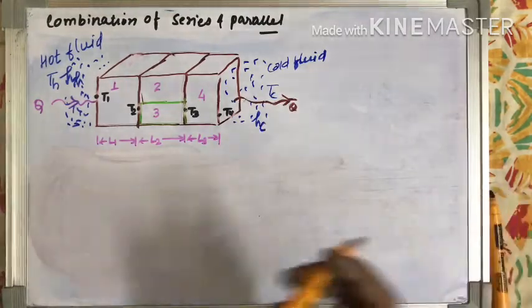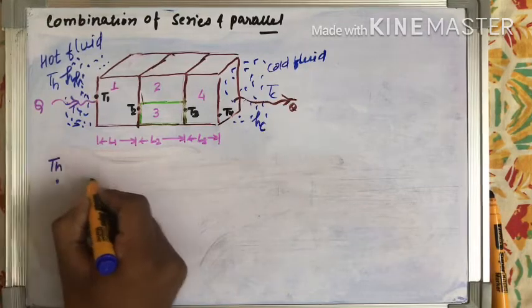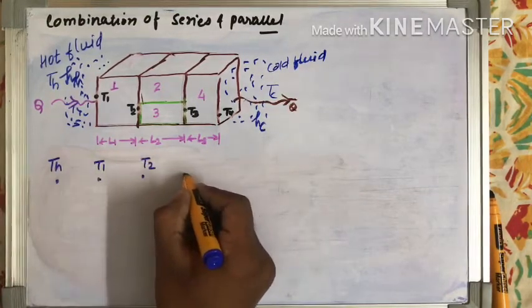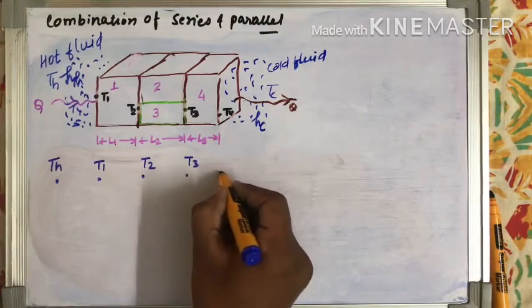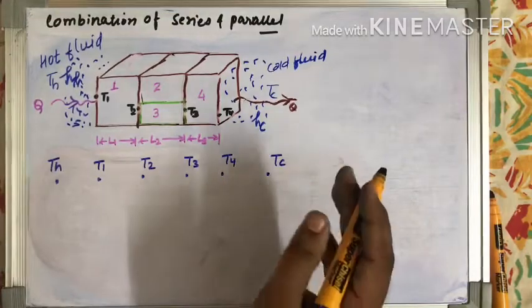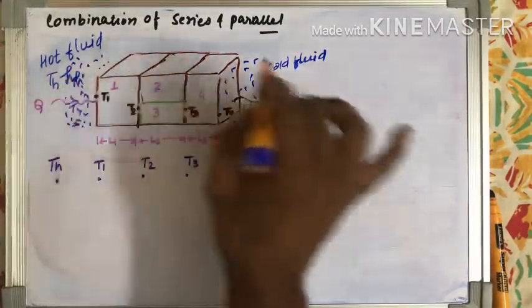First of all, draw the network. So first of all, identify the temperature. This is TH, this is T1, this is T2, this phase at T3, this phase at T4, and this at TC. One thing I want to clear, that this cold fluid and hot fluid are making the convection here.